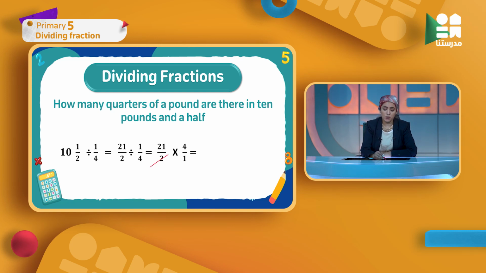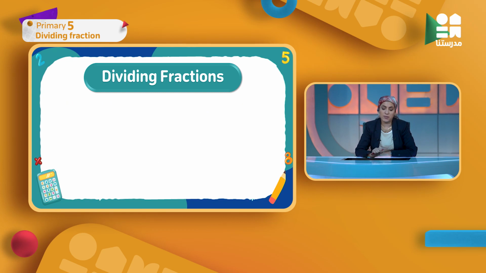Then I will divide them by 2. The first one, 2 divided by 2 is 1, and 4 divided by 2 is 2, and then I start to multiply the fractions that I have now after I simplified them. The answer will be 21 times 2 over 1, so it's 42 over 1, which means that I have 42 quarters in 10.5 pounds.